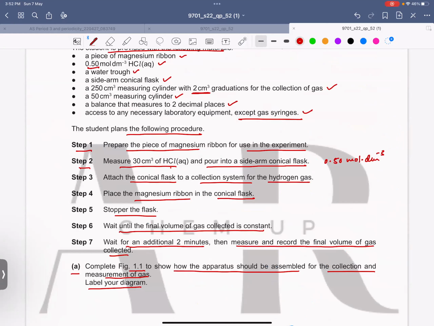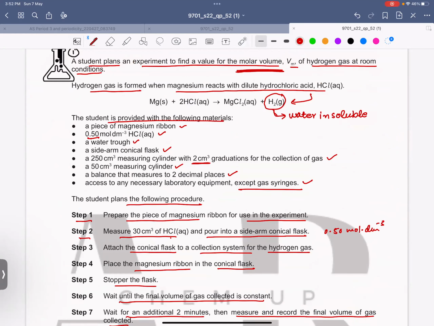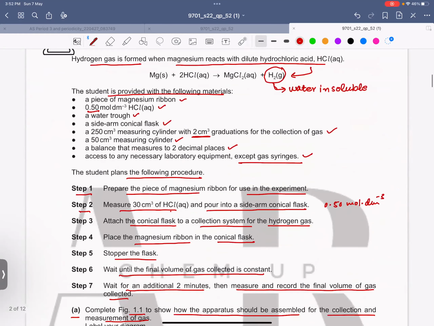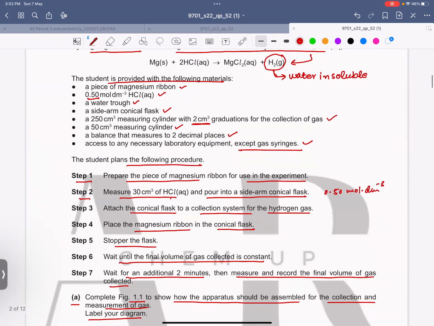It is a reaction between an acid and a metal. So what would happen during this reaction? Energy is released, so the temperature is raised, and we have to find the molar volume, right? So the student has waited so that the temperature lowers again to room temperature. Then we can record the volume of the gas at room temperature, because we have to find the volume of 1 mole of a gas at room temperature, right?